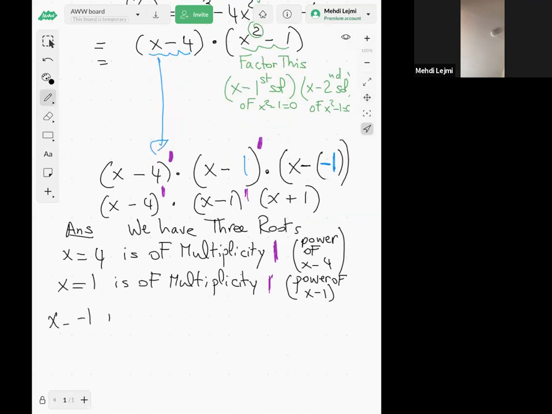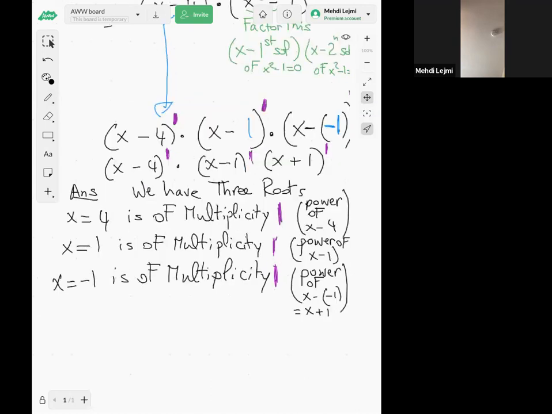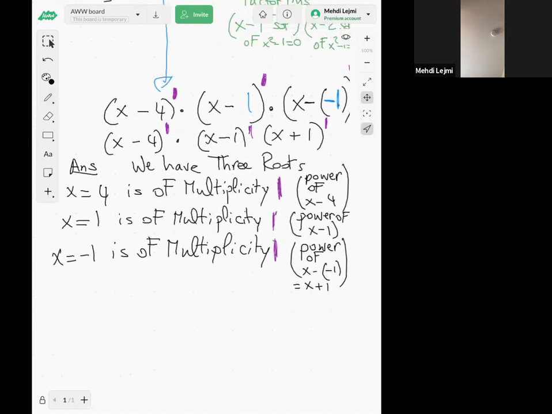Negative 1 and is of multiplicity... So what's the power of x minus negative 1? So that's the power of x plus 1, right? Here I have x minus negative 1, so that's x plus 1. So that's power 1. That's the power of x minus negative 1, which is, of course, x plus 1. All right, so I got my multiplicities. Any question, guys? Please don't be shy to ask questions, all right?